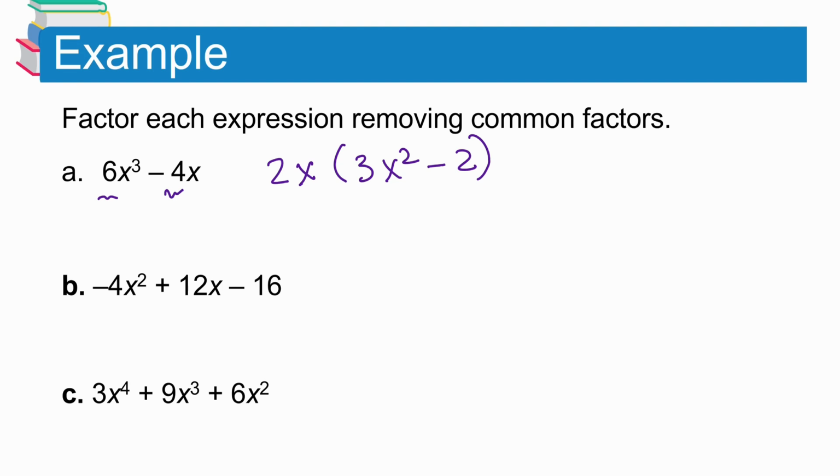And so that looks right, because if we multiply it back out, we will get the 6x cubed that we had, and then the minus 4x. And then for this one, we know that 4 divides into everything, and let's go ahead and pull out negative 4.